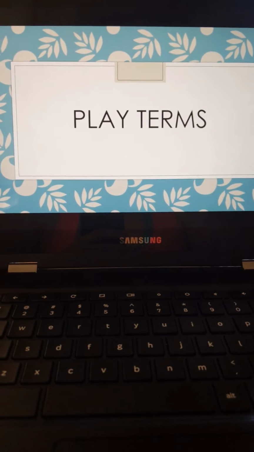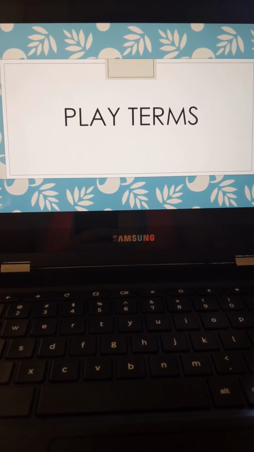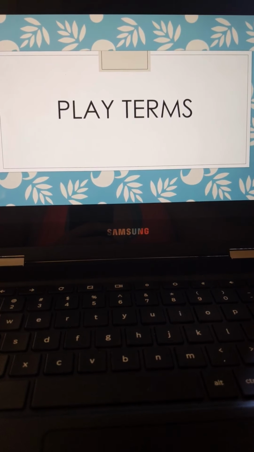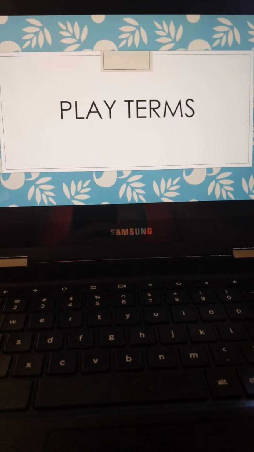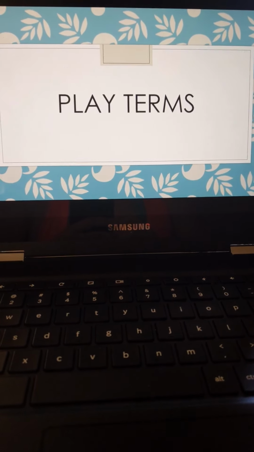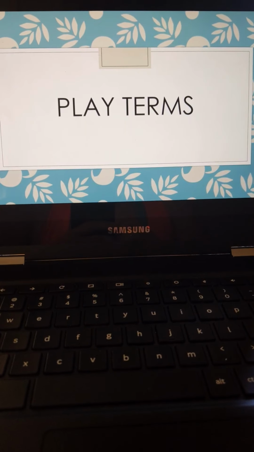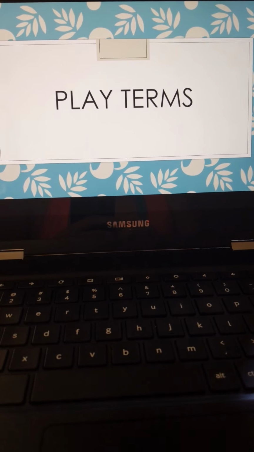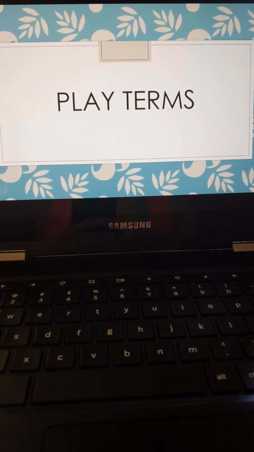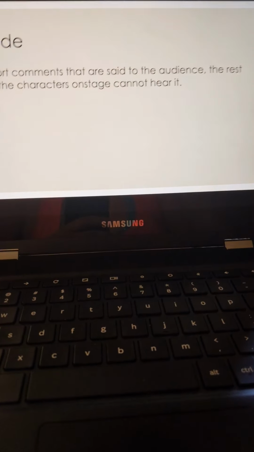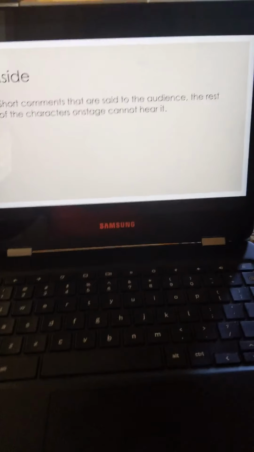Good morning, everybody. We're going to start looking over play terms today because we're going to start reading The Glass Menagerie over the next 2.5 weeks of academic time. So, you should be taking notes in your notebook of these terms, and I expect you to know what these terms are. You may have discussion questions throughout that are based off of these terms. So, this is definitely something you're going to have to reference back through in the next couple weeks of this academic cycle. So the first one is an aside.